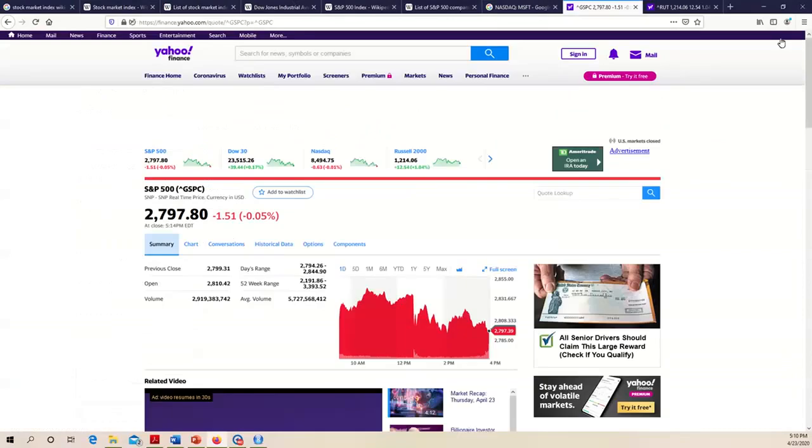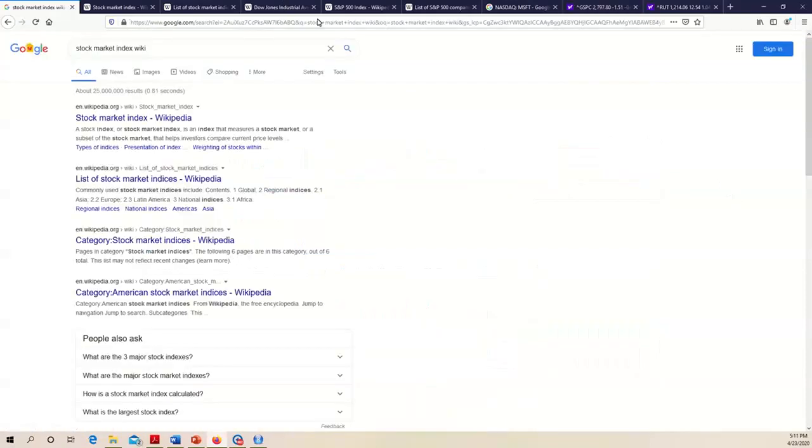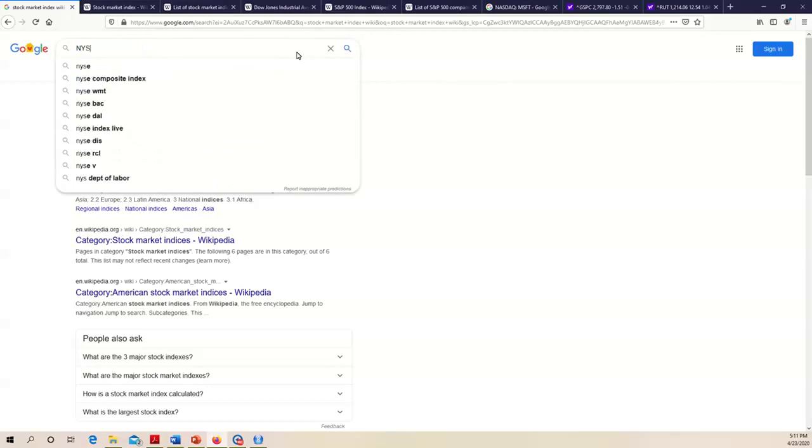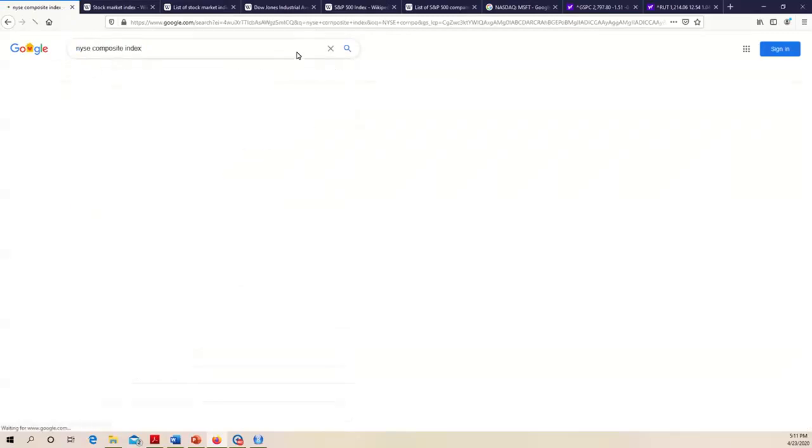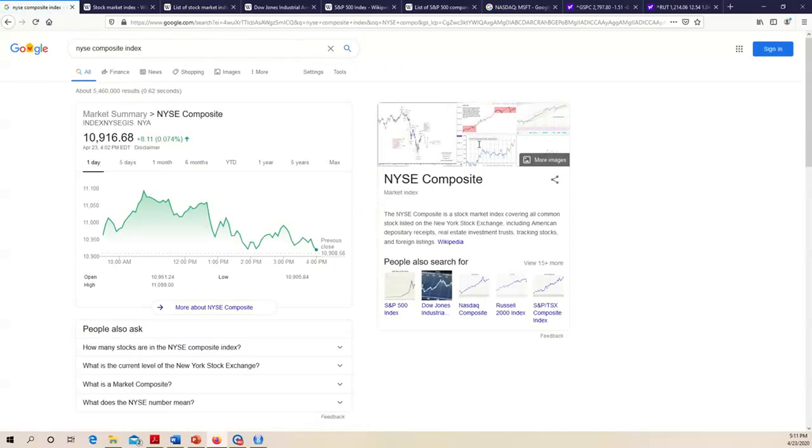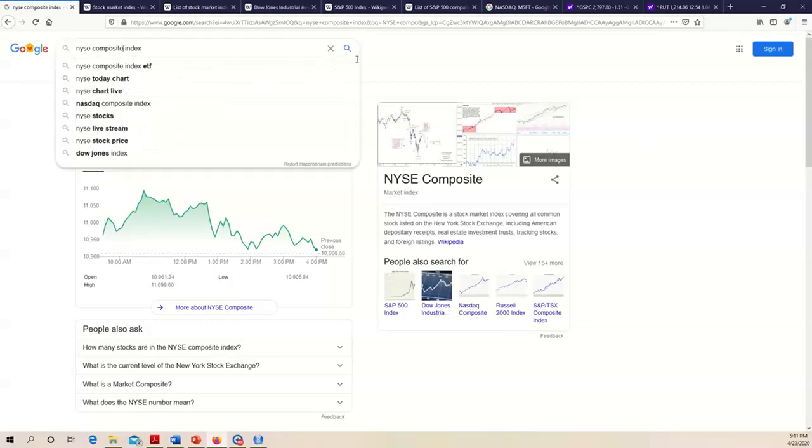So we have the S&P 500, Dow 30, Nasdaq Composite, Russell 2000, and we also have the so-called NYSE Composite Index. As this name suggests, the NYSE Composite is basically the average stock price for all those stocks traded where? At the New York Stock Exchange. Okay, these are major American stock market indexes.